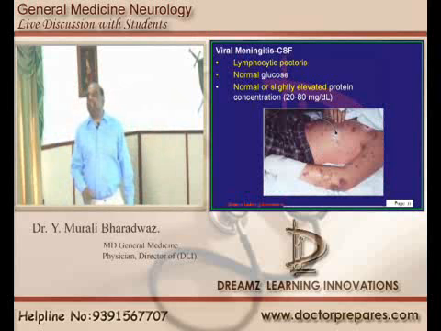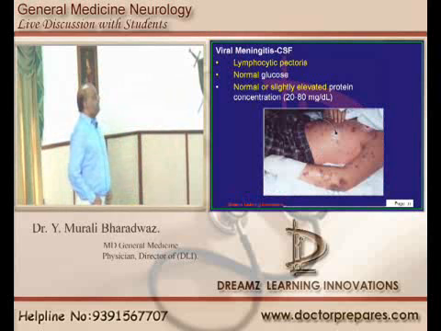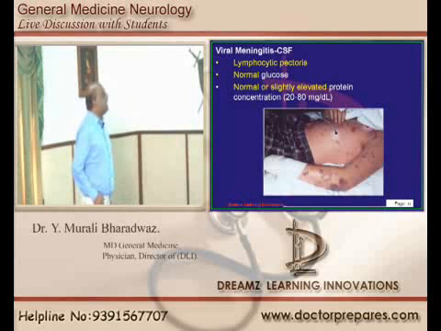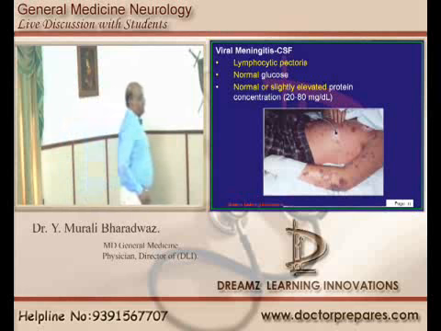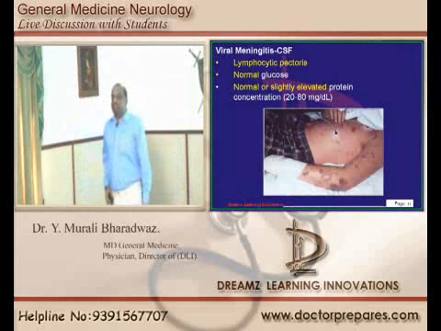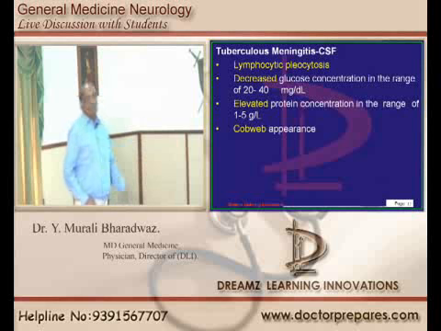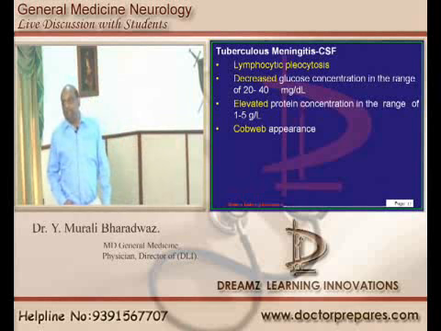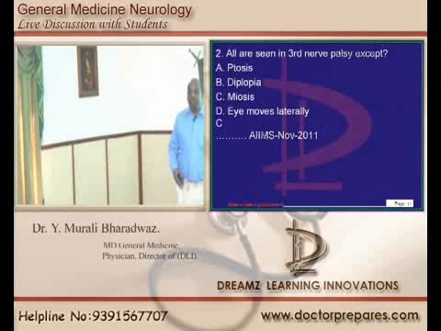Now what are the findings in CSF in viral meningitis, doctor? There is a lymphocytic predominance with a normal glucose, and normal to slightly elevated protein concentration, as you have in typical viral meningitis. Then TB meningitis is lymphocytic predominant. There is a low glucose concentration with, of course, just like bacterial meningitis, a high protein, but a cobweb appearance is what you need to remember.